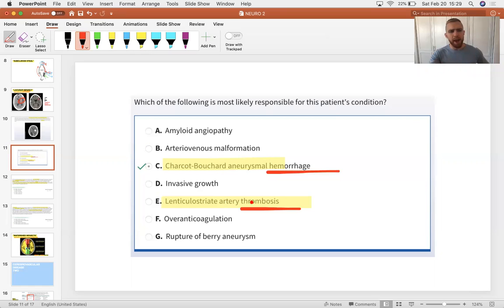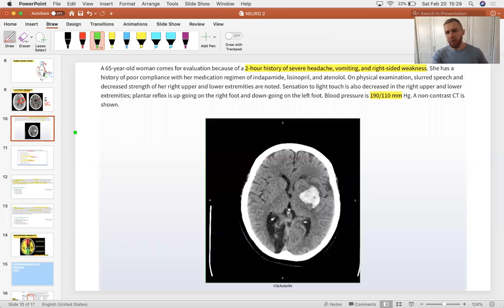We look at the other answer choices. What's responsible for the patient's condition? Something like amyloid angiopathy. No, that would present more diffusely, I would think, as compared to a very focal hemorrhage.